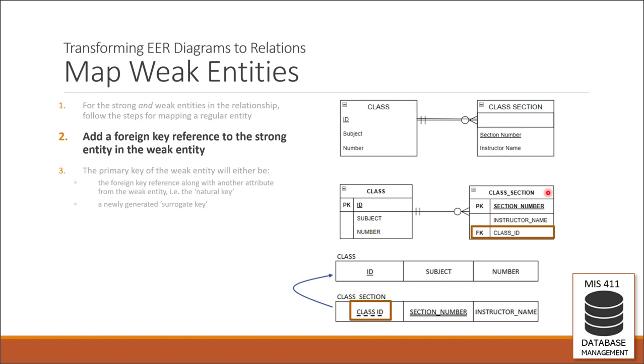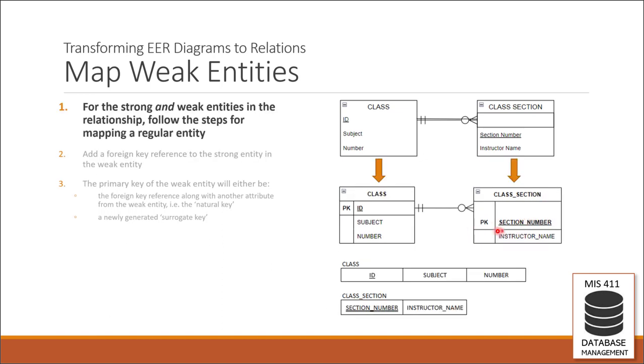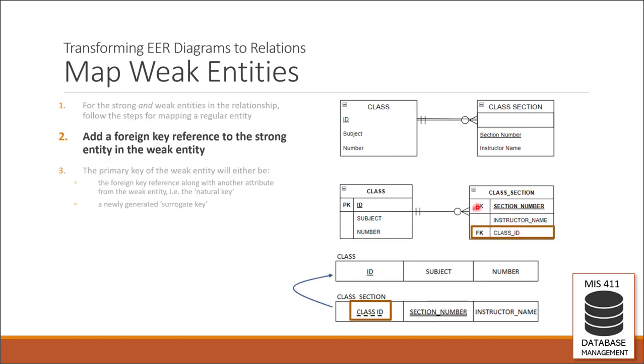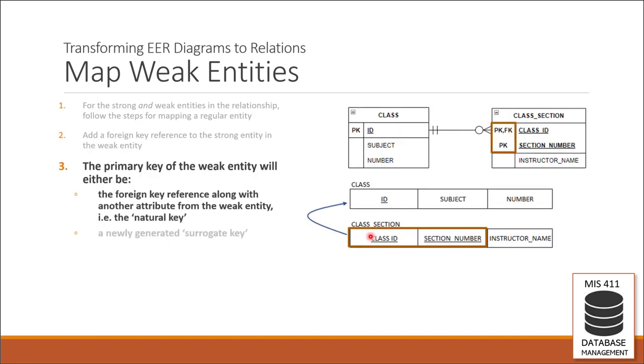Okay, so what we had was basically this, right? Primary key, section number, instructor name in the class section. And now what we have, primary key, section number, instructor name, and we also add a foreign key to the class ID, right? So that foreign key class ID obviously references the class ID. Down below you can also see the class ID has the dashed underline, meaning it's a foreign key, and the class ID is referencing the ID.